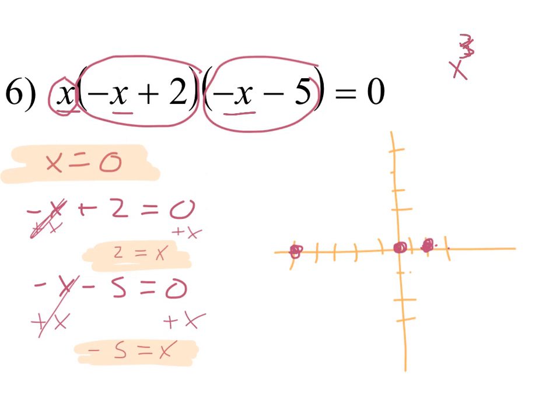How many of these x's are negative? 2. So if we have 2 negatives, what does that make? 2 negatives make a positive. So this would be a positive x cubed graph. So if it's positive, how's our graph going to end? Going up. And if it's odd, is it going to go in the same direction or the opposite direction? Opposite. So how's it going to start? Down. So it starts down. And now we just go through and connect the dots.